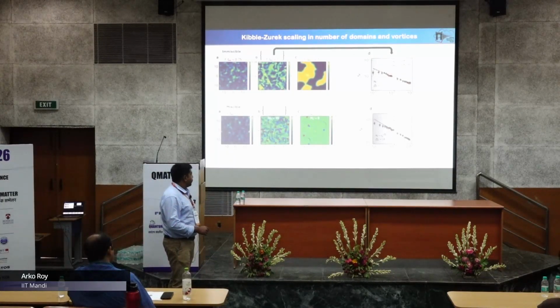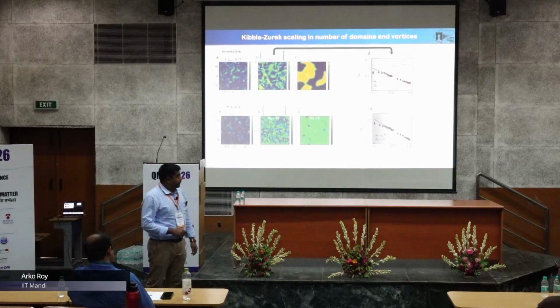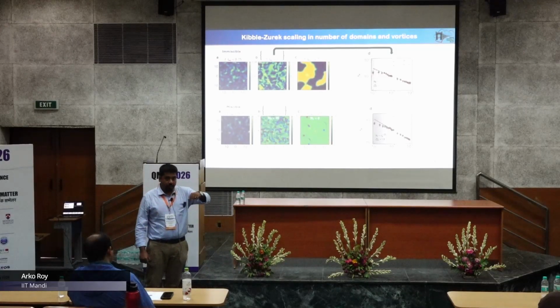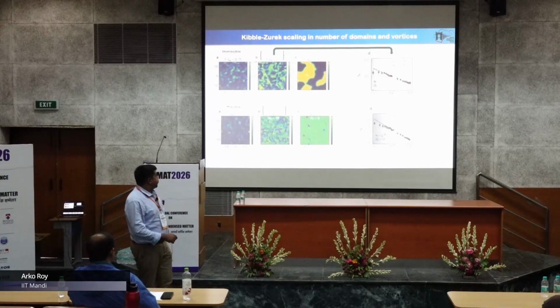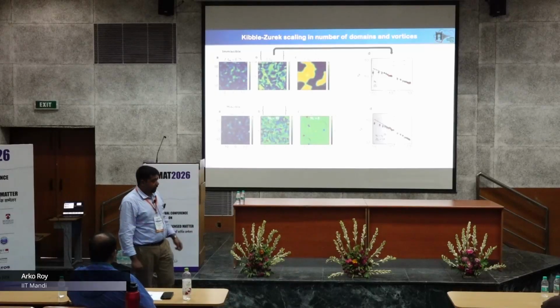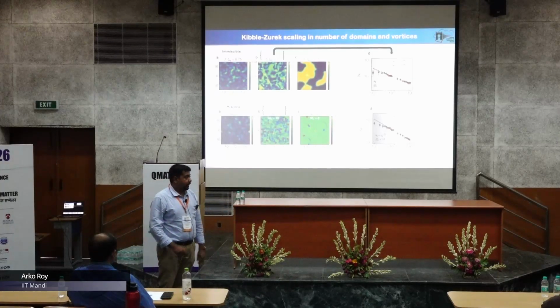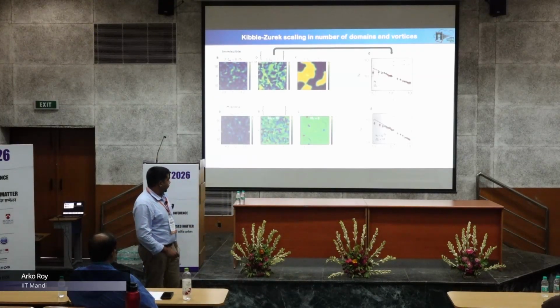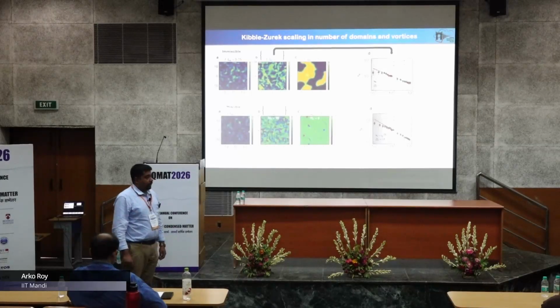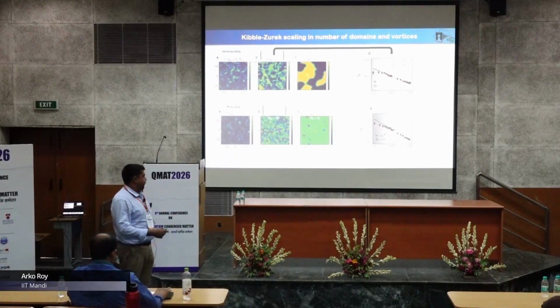The domains are also being counted here. However, for counting the domains, we actually look at the domain centroids, and it also bears a very nice Kibble-Zurek scaling law, for which the exponents turn out to be 0.48 and 0.49. The labels 1 and 2 represent the number of domains in one component and the number of domains in the other component. Similarly, V1 and V2 are the vortices in one component and the vortices in the other component.